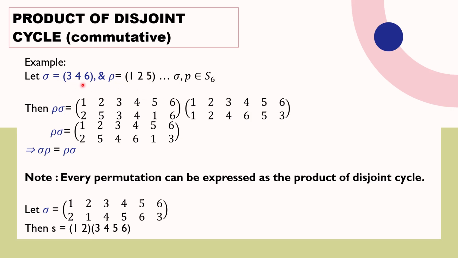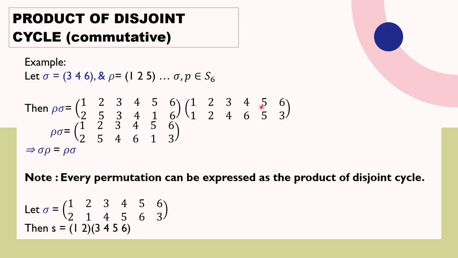Then this one, 3 4 6, will be written as, again, 1 is not mentioned, 2 is not mentioned, 3 goes to 4, 4 goes to 6, and 5 is not mentioned, 6 goes to 3. So that's how you will write that. And how do you find the product? If you have A dot B, for example, if you're finding A dot B, first you will write B and then you will write A.